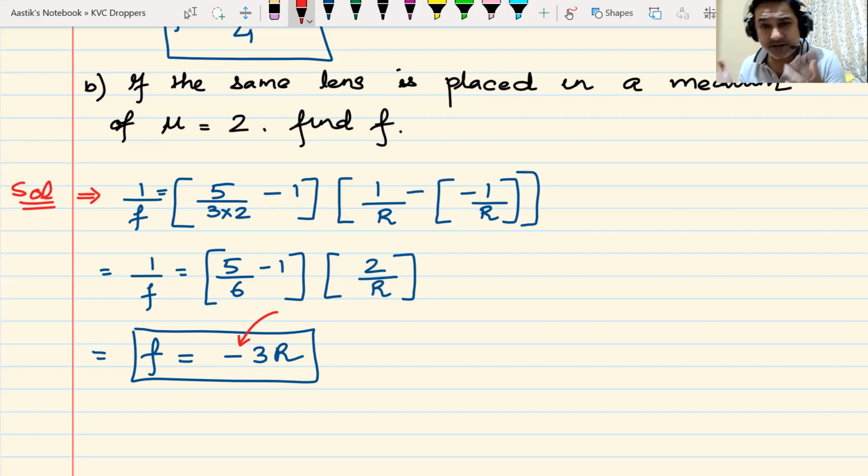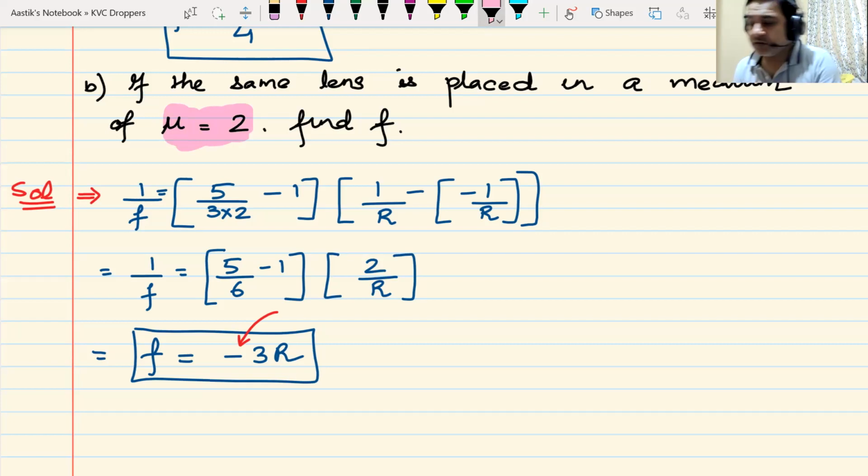The lens remains same. Why did it become a concave lens? Can I have your answers, please? Well, the answer is in the question itself. I've placed it in a different medium. The nature of the lens changed because I have changed the medium. I've changed the medium from air to a medium where refractive index is 2.